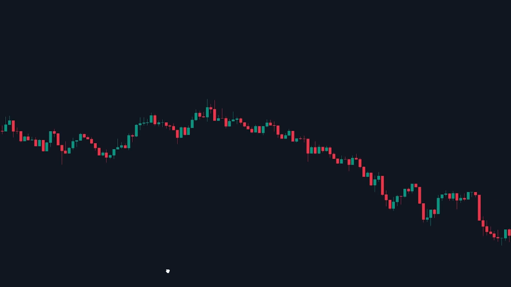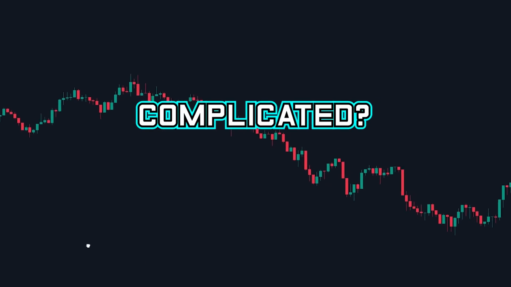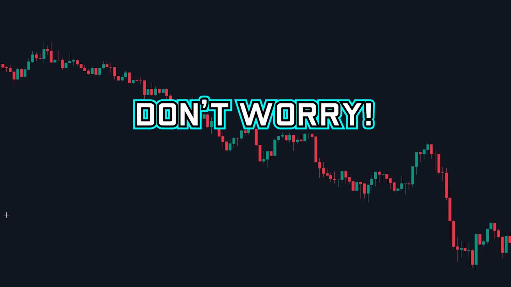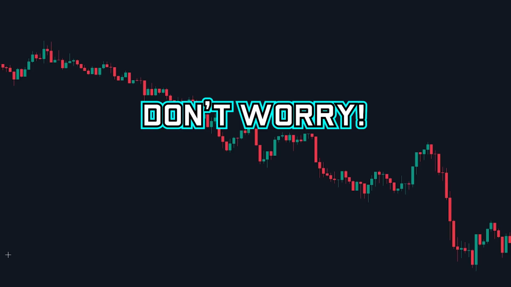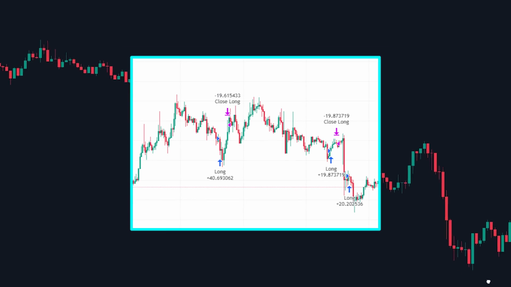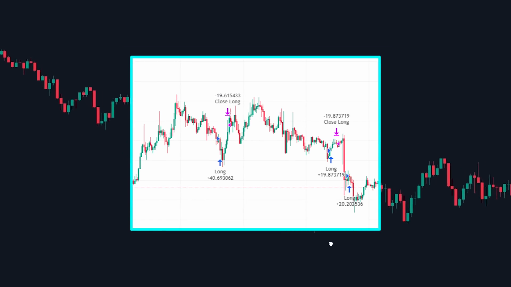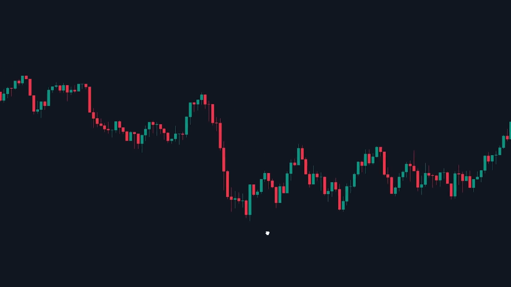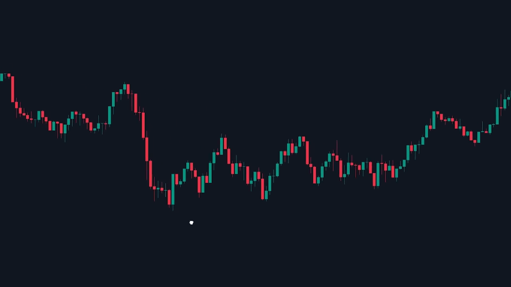You might be thinking that this seems like a very complicated trading strategy. But don't worry. There is a script that was made for the strategy to automatically show buy and sell signals. Let's add it to the chart and configure it for the best results.